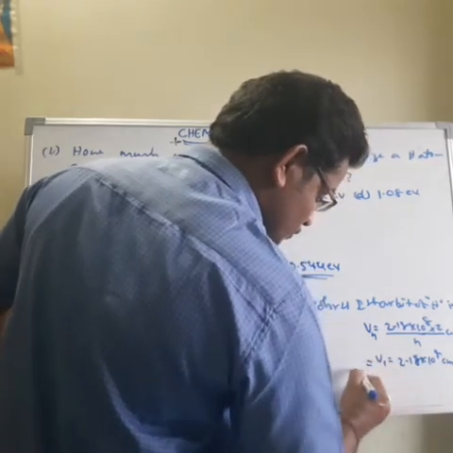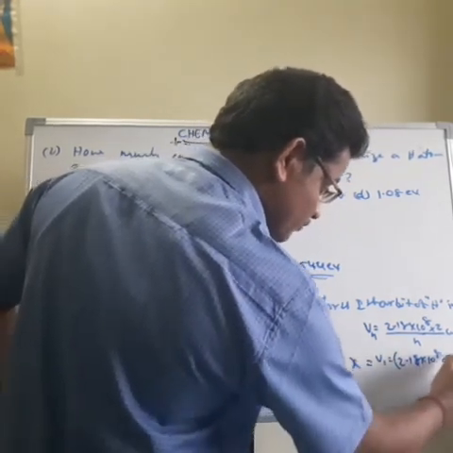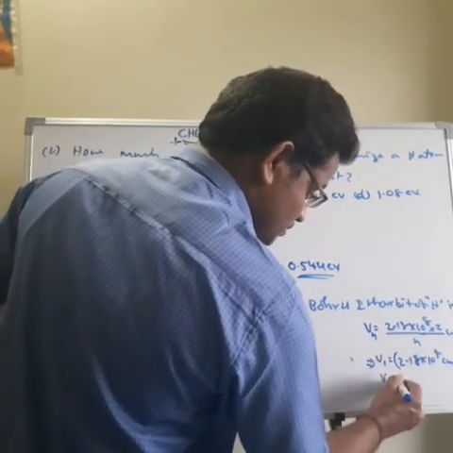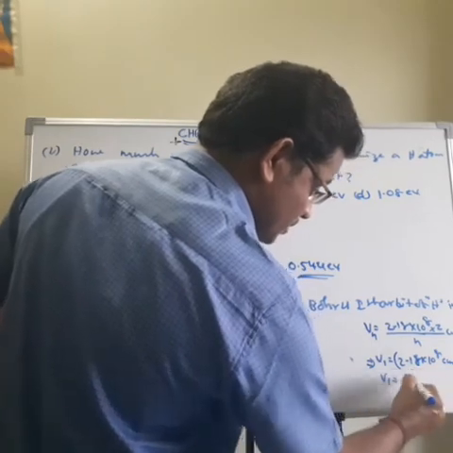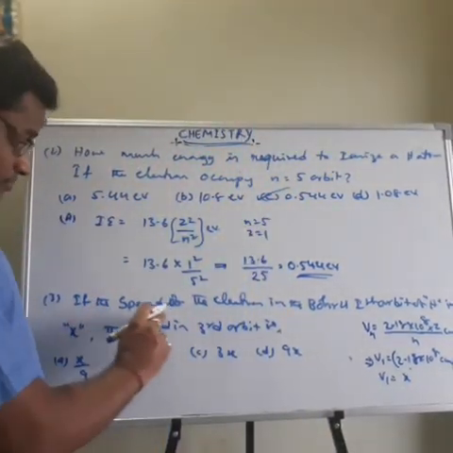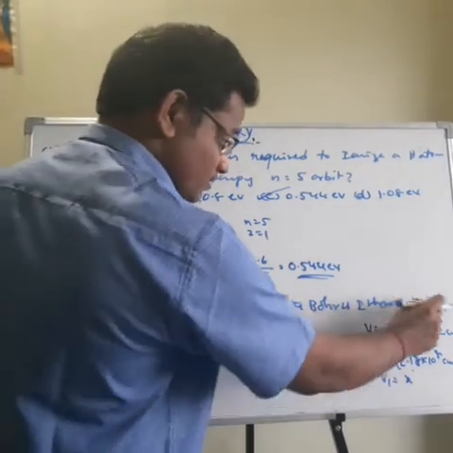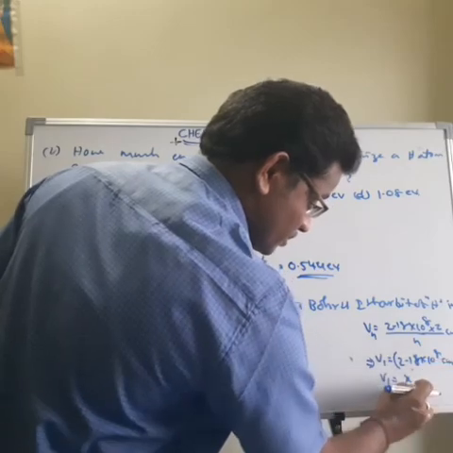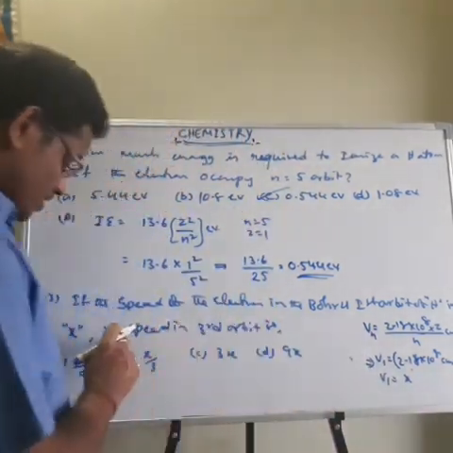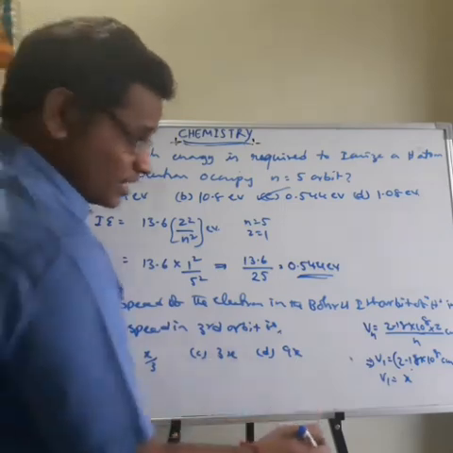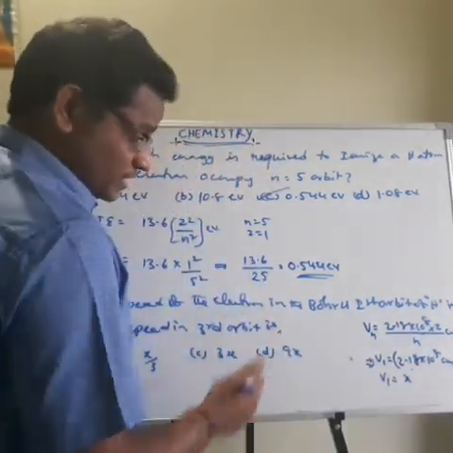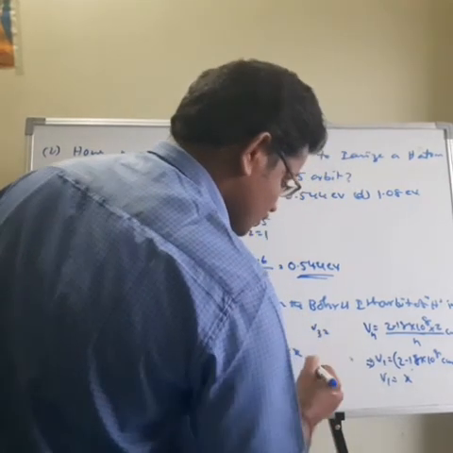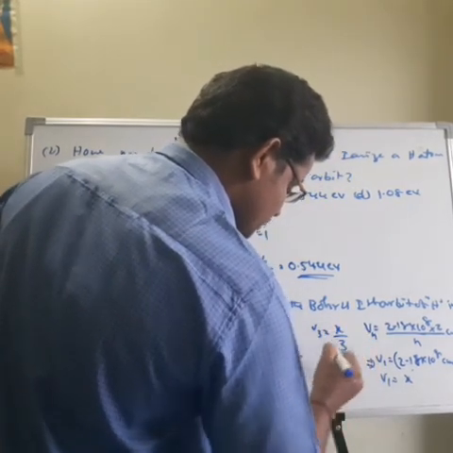This value is equal to x. So the velocity of the first orbit of the hydrogen atom is x; the speed of the electron in Bohr's first orbit of hydrogen is x, that is, 2.18 into 10 power 8 centimeter per second. But the question asks for the speed in the third orbit. For the third orbit, n is 3.